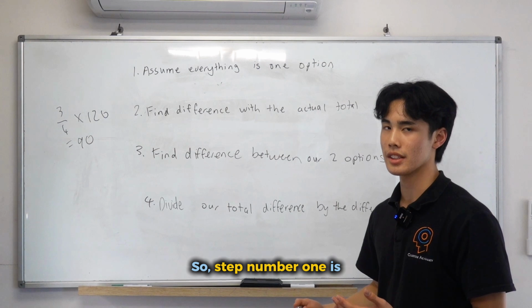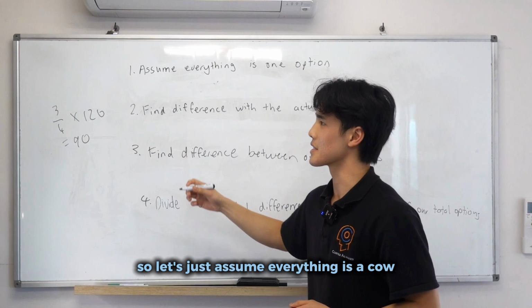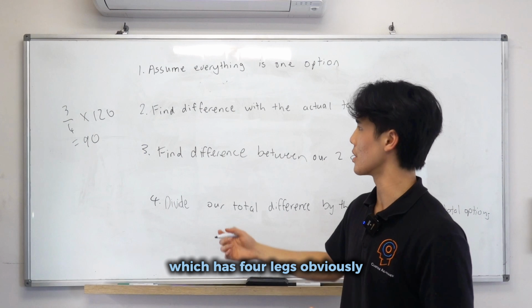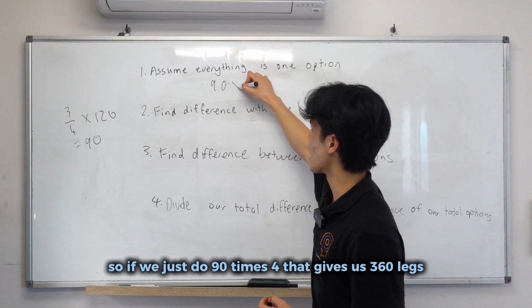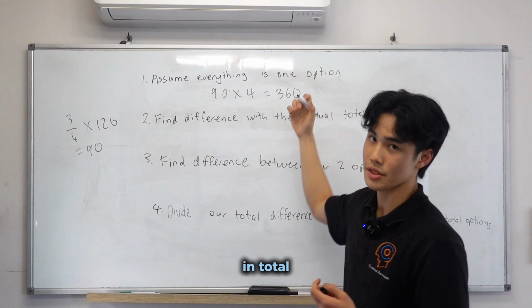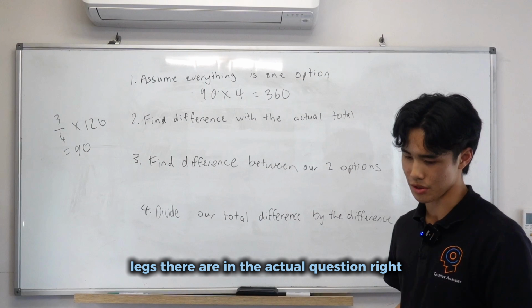So step number 1 is we assume everything is one option, right? So let's just assume everything is a cow, which has 4 legs, obviously. So if we just do 90 times 4, that gives us 360 legs in total. Now, obviously, this isn't how many legs there are in the actual question, right?